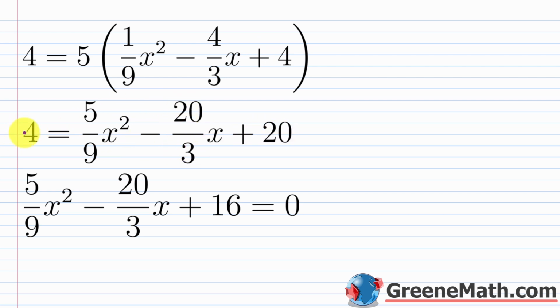And then we're going to subtract 4 away from each side of the equation. And we end up with 5/9 x squared minus 20 over 3x plus 16 is equal to 0. Now I think it's easier to not work with fractional coefficients. So I would multiply both sides of this equation by 9. You would end up with 5x squared and then minus 9 divided by 3 would be 3, 3 times 20 is 60. So this would be 60x. And then plus 16 times 9 is 144. And then this would be equal to 0.